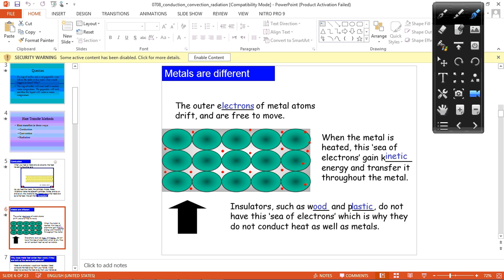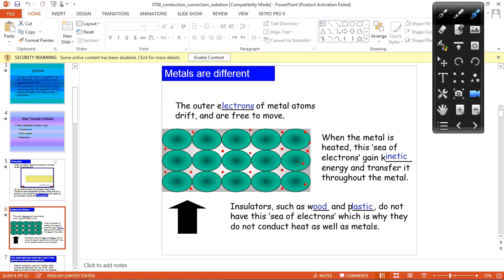When the metal is heated, the sea of electrons gains kinetic energy. That means the electrons gathered in the body will gain kinetic energy and transfer it throughout the metal. That is to say, they gain energy because they're trying to move from one place to another. So this energy is transferred from one part of the metal to the next part of the metal.